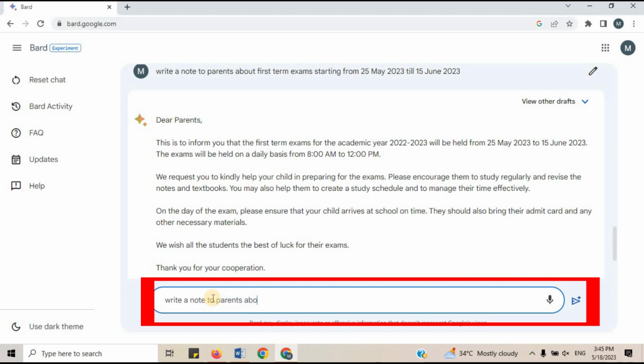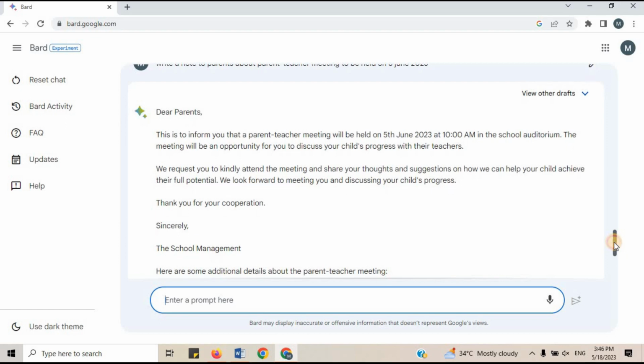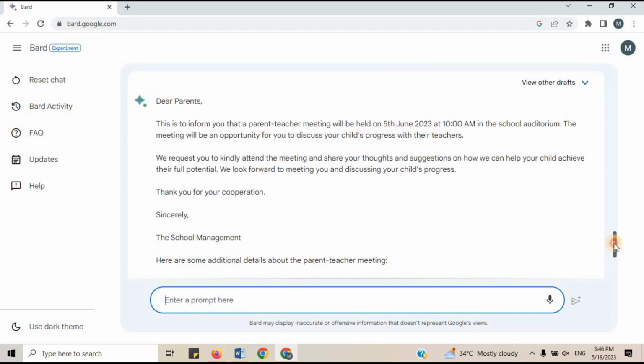Now, I will say to write a note to parents about a parent-teacher meeting to be held on 5th June 2023. It has written, Dear parents, this is to inform you that a parent-teacher meeting will be held on 5th June 2023 at 10 am in the school auditorium. The meeting will be an opportunity for you to discuss your child's progress with their teachers. We request you to kindly attend the meeting and share your thoughts and suggestions on how we can help your child achieve their full potential. We look forward to meeting you and discussing your child's progress. Thank you for your cooperation.